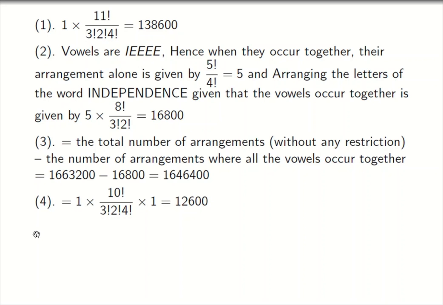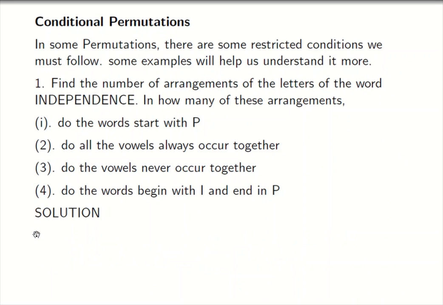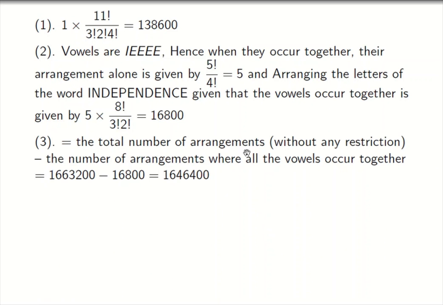Now, this is the fourth one. Let's go and see the question. In how many of these arrangements do the words begin with I and end in P? Okay. So if the words are supposed to be beginning with I, look at it. Here, I have to restrict I to be here. How many ways do I have to arrange I? I have 1. I have to jump this P to the end. How many ways do I have to arrange P at the end? I have just 1 way.